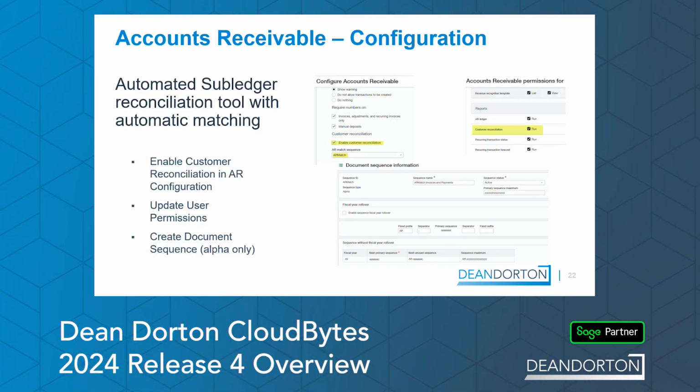So you do have to do a couple of things to enable the customer reconciliation. You have to enable it in AR configuration, update user permissions, and potentially create a document sequencing in here as well. So this doesn't take effect just out of the blue with the release. You do have to go enable it.